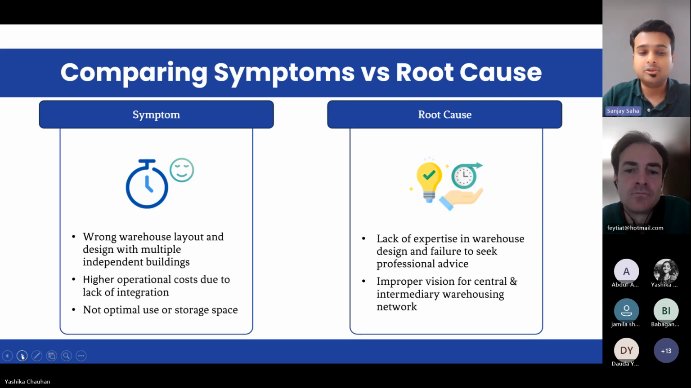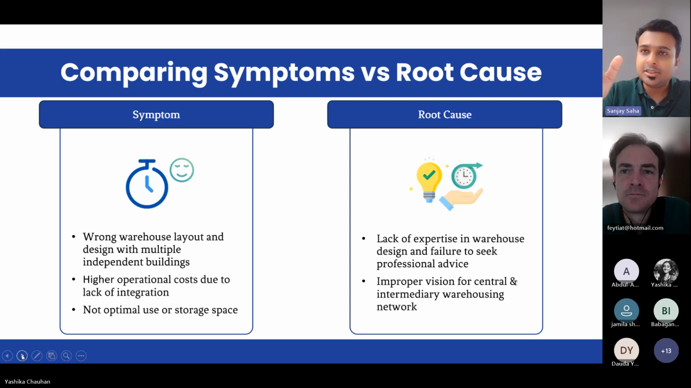Then we can also read higher operational costs due to lack of integration and not optimal use of storage space. There's a small typo there, apologies. And this is happening because there was improper vision for central and intermediary warehousing network. So once you write your symptoms and root causes parallel to each other, you should be able to make a meaningful or a logical connection between these two.